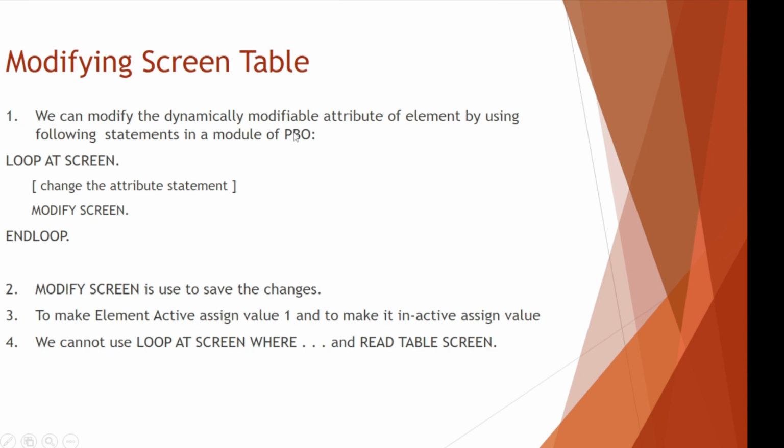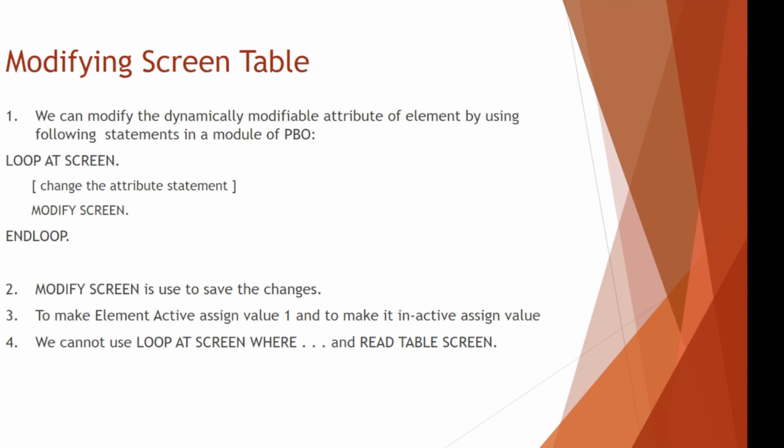The point to be noted is that whatever module we create will exist in the PBO event, process before output event. LOOP AT SCREEN is the statement used to modify the screen element attributes, and the MODIFY SCREEN statement saves the values of the screen attributes. After that, as you know, we must have an ENDLOOP after any LOOP AT statement.